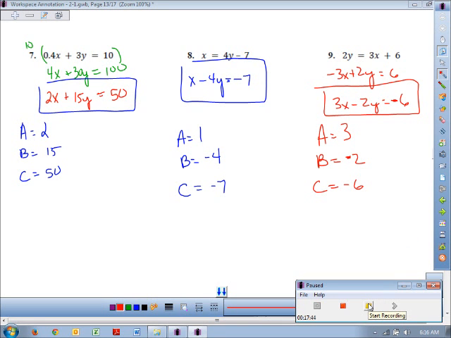And hopefully you got the right answers on 8 and 9. Remember, a, b, and c's got to be integers. A's got to be positive, and there can't be a GCF between A, B, and C other than 1.